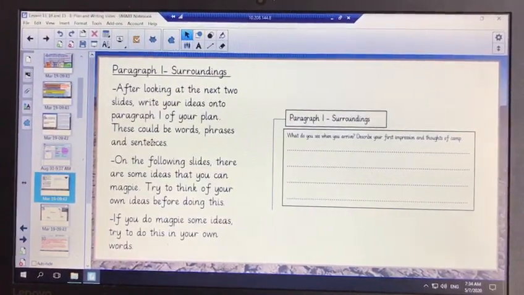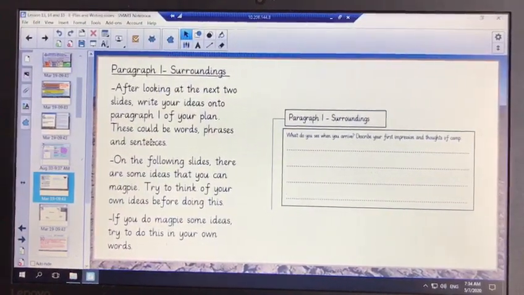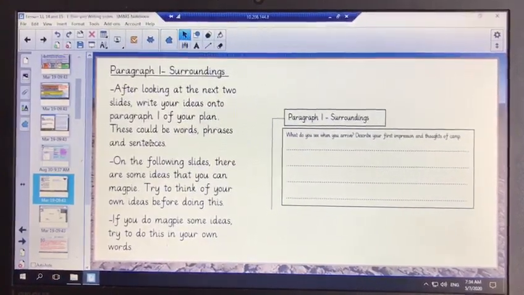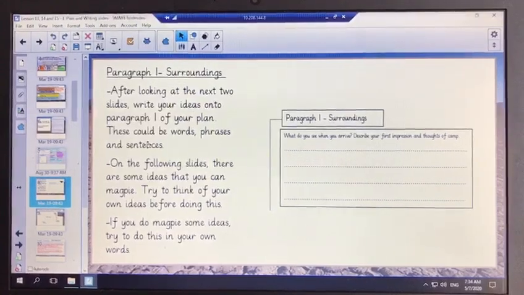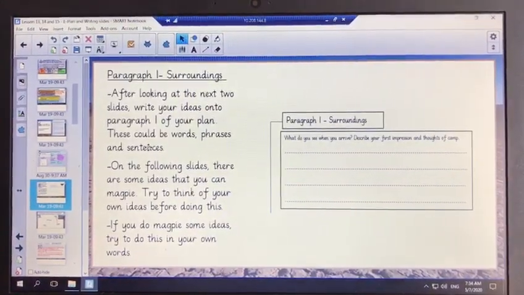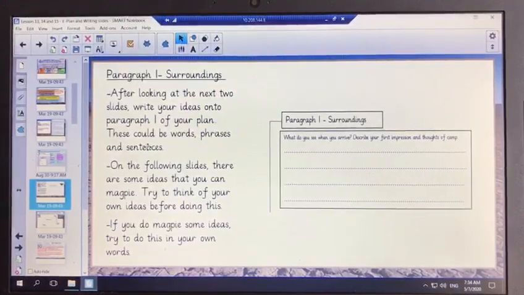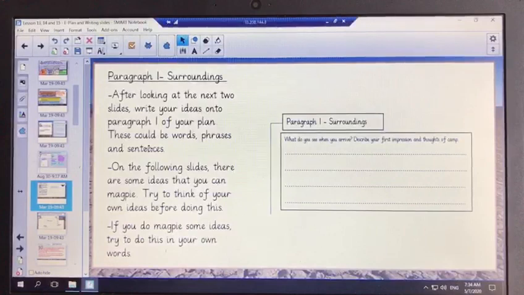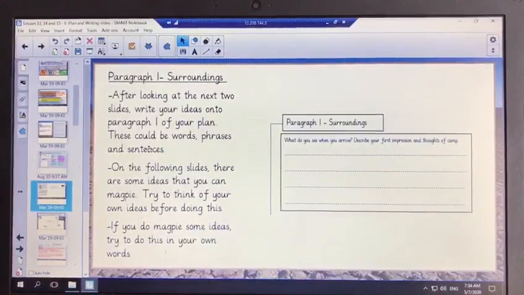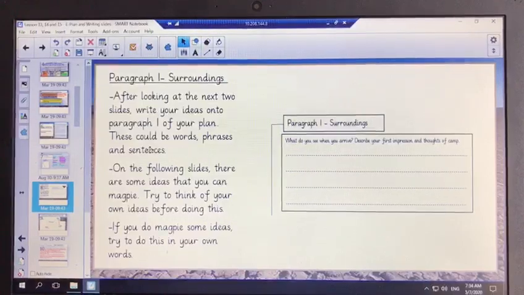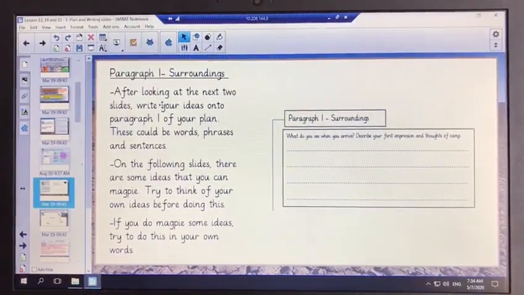In paragraph 1, we will be talking about surroundings. After you look at the next 2 slides, write your ideas onto paragraph 1 of your plan. These could be words, phrases and sentences. You'll all know what you'll be doing here because you've done it many times in school. On the following slides there are some ideas that you can magpie, but try to think of your own ideas before doing this. And if you do magpie some ideas, try to do this in your own words.